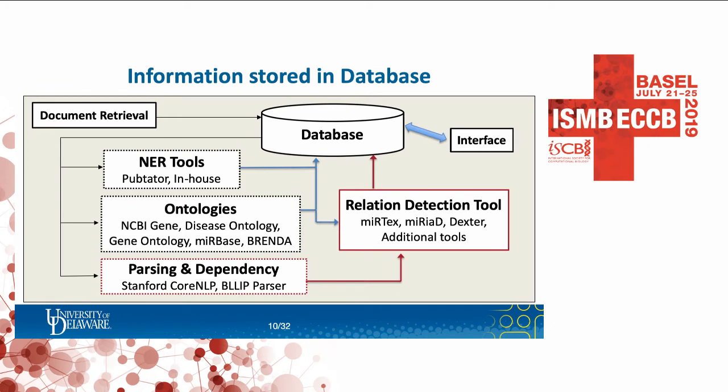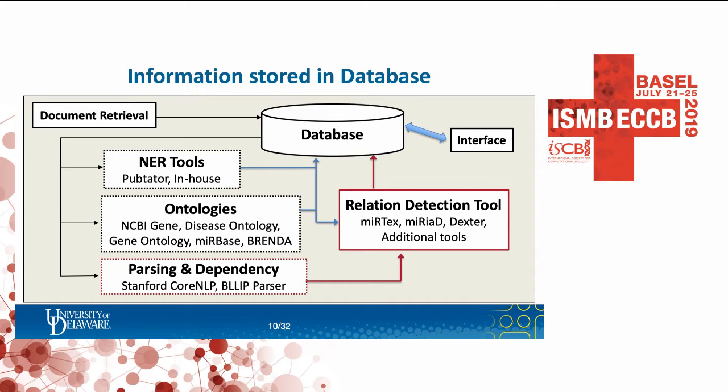So this is a pictorial representation of what our database contains. We take the abstracts, we stored all the abstracts from Medline into our database, and from there we split them into sentences, we detect entities, we normalize them, and we find their relations. For detecting our entities, we use publicly available NER tools such as PubDater to identify genes and diseases, and we build our own in-house NER tools to identify the mentions of microRNA, biological processes, and extracellular locations.